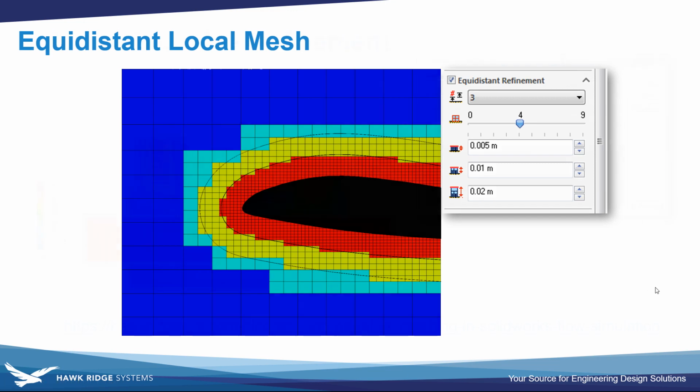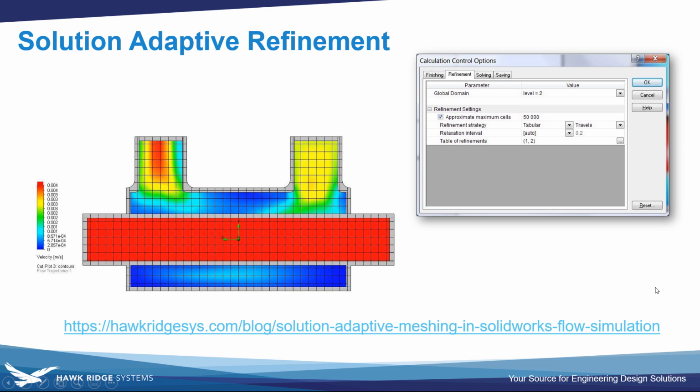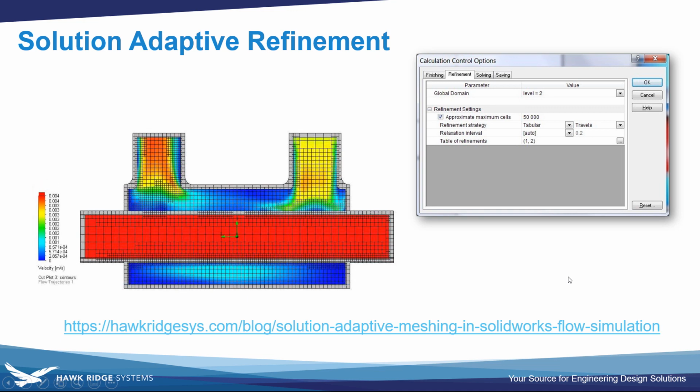We also have a capability for solution adaptive refinement. This is enabled through the calculation control options, and you can see an example here where after a certain period of time in the solution, the solver can automatically place in additional cells and put the refinement exactly where it's needed. We have a blog article that covers this process that's linked in the description.